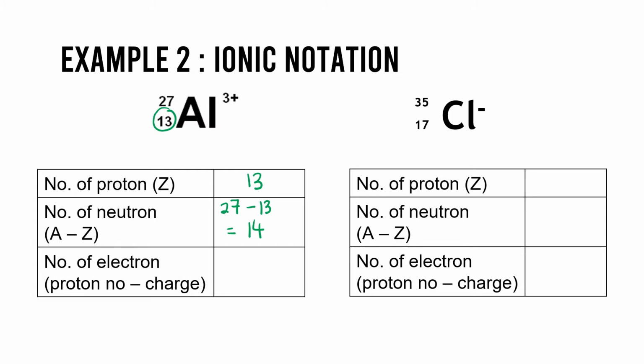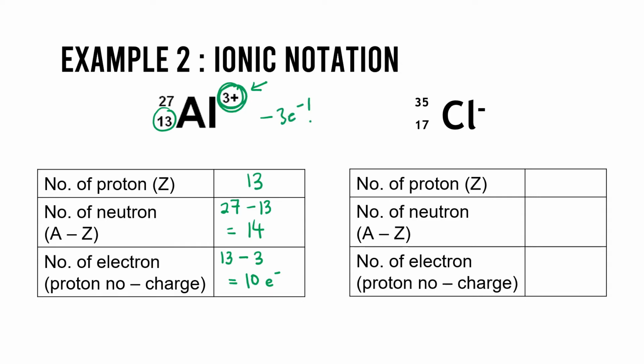In a cation, the number of electrons is less than the proton number. To get the number of electrons, you do proton number minus the charge. In this case, 13 minus 3 gives 10 electrons. Also, to get the charge of the cation, we can simply do proton number minus number of electrons. In this case, 13 minus 10 gives 3, so 3+ is the charge of this cation.